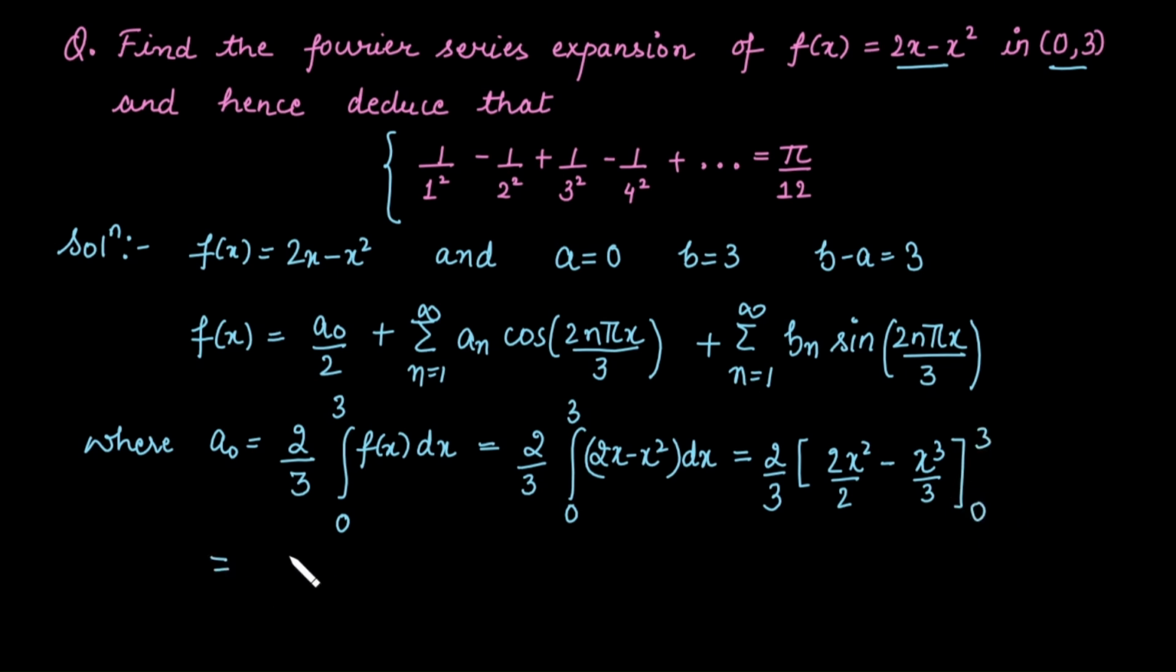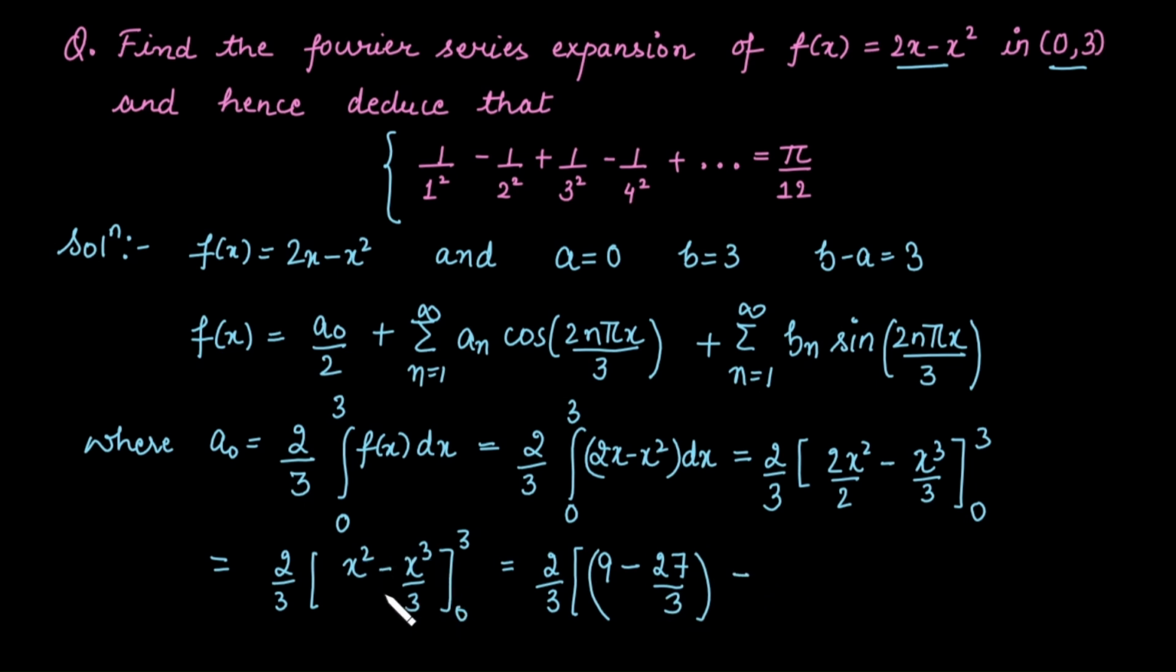This is further equal to 2 by 3. The simplified form of this one is x square minus x cube by 3. Now substitute the upper limit. 3 square is 9 minus 3 cube is 27 divided by 3, that is the upper limit value, minus the lower limit. When you substitute 0 over here, we are getting 0 in this case. So this is equal to 27 by 3 is 9. 9 minus 9 is 0. So overall we are getting the answer as 0. Hence the value of a naught is 0.